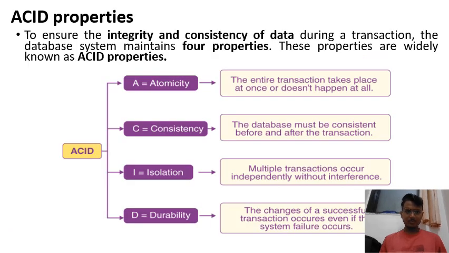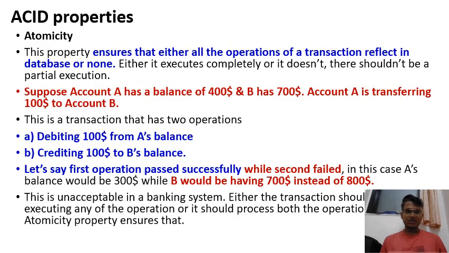The ACID properties have four components. A stands for atomicity, C stands for consistency, I stands for isolation, D stands for durability. Atomicity: the entire transaction takes place at once. Consistency: the data must be consistent before and after the transaction. Isolation: multiple transactions occur independently without interference. Durability: the changes of a successful transaction persist even if a system failure occurs. These are the ACID properties which we discussed.